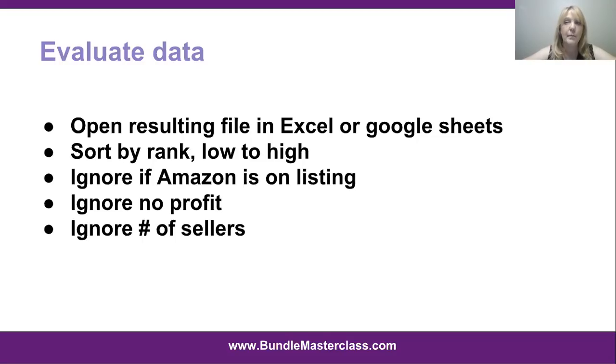And then you want to sort by rank. Does everybody know what rank is? Bestsellers rank, or BSR, is how fast a product sells, how many it sells a month. So we're going to sort it from the lowest rank to the highest rank. We're going to ignore if Amazon is on the listing. We're going to ignore if there's no profit on that product. And we're going to ignore the number of sellers.